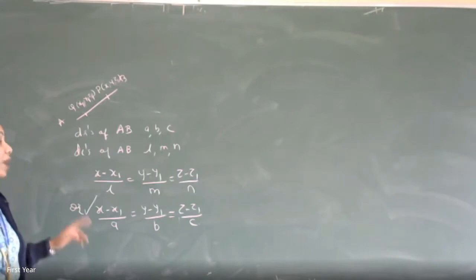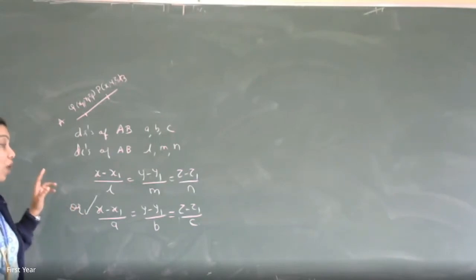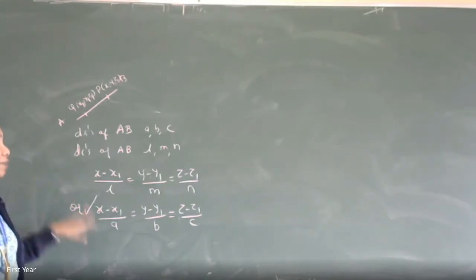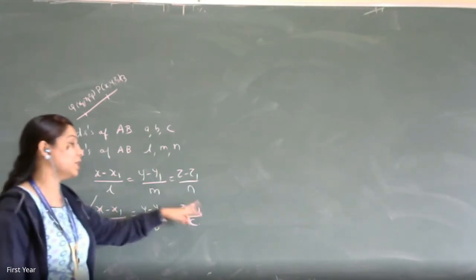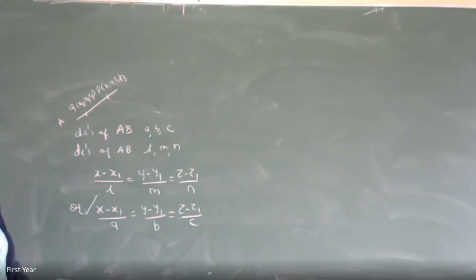We are going to do equation of cone today. So you should know how to represent a line in symmetrical form. It is going to be x minus x1 by a, y minus y1 by b, z minus z1 by c. That's your equation of line.